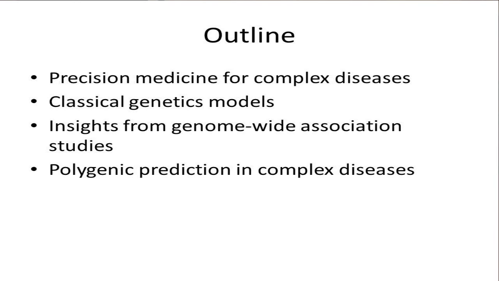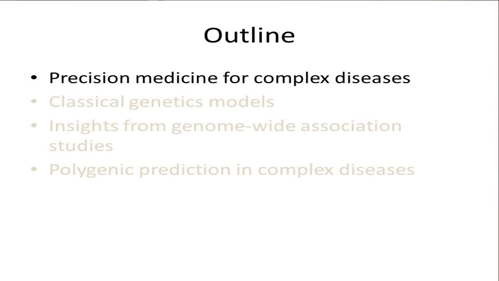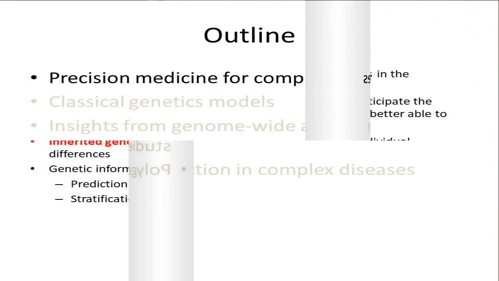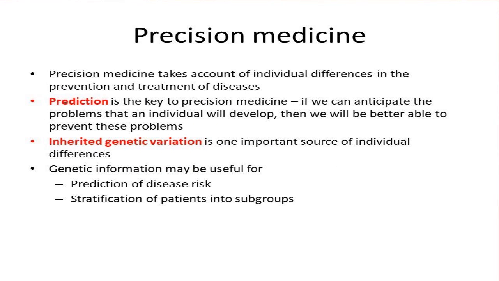Genome-wide association studies, basically confirming the validity of the classical polygenic model for complex diseases. And finally, polygenic prediction in complex diseases, which is then getting more translational. So first of all, a little bit of introduction about precision medicine and complex diseases.